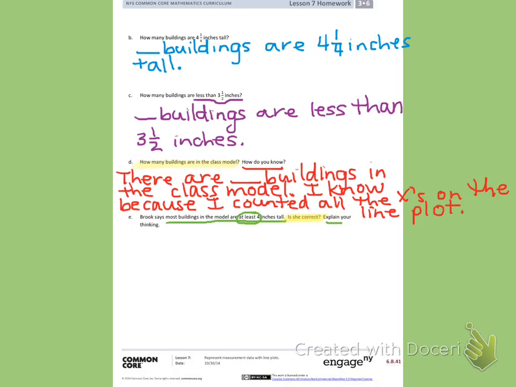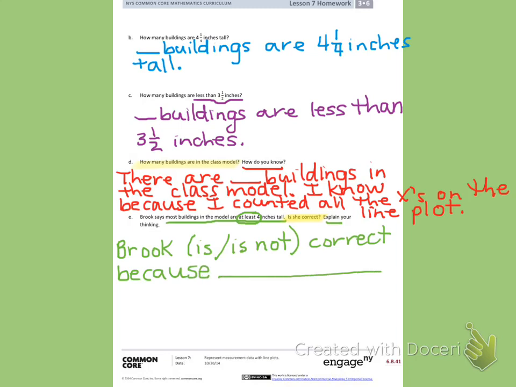Don't forget to answer the question in a sentence. Brooke, and then you're going to choose is or is not correct because blank.